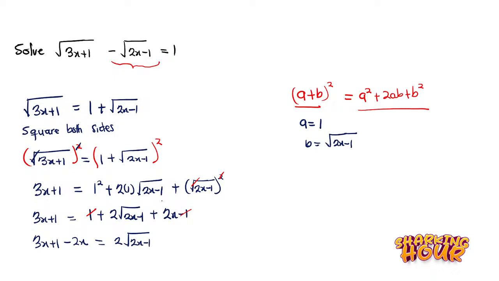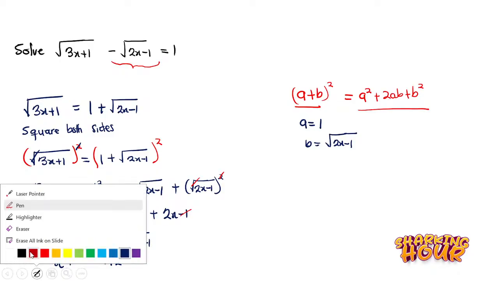Now from here, I need to also simplify the left hand side. If I look at it, I have 3x over here, and then I have minus 2x over here. So 3x minus 2x will give me x. Then I have the plus 1 over here, and this will be equal to 2 root 2x minus 1. So this is the expression that I have.